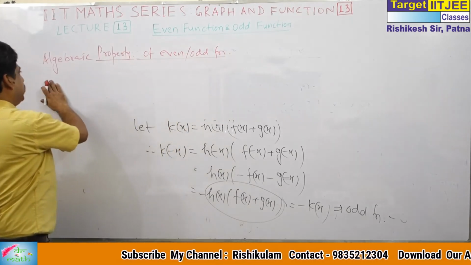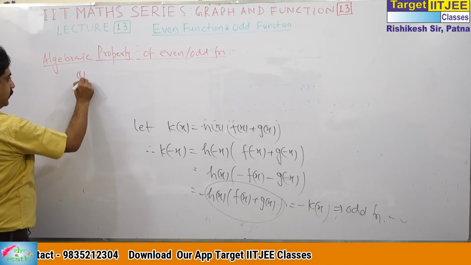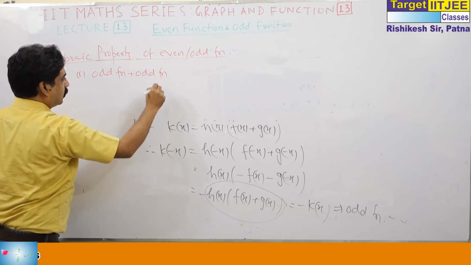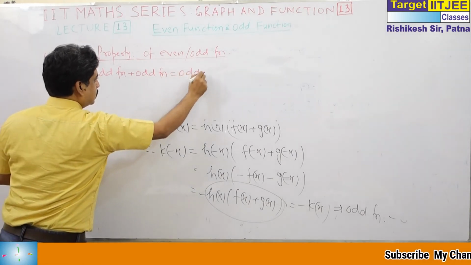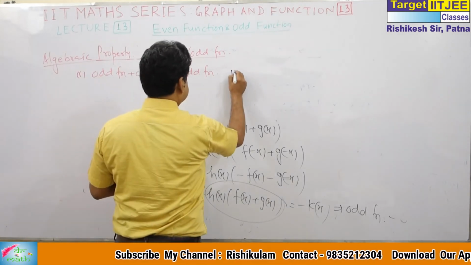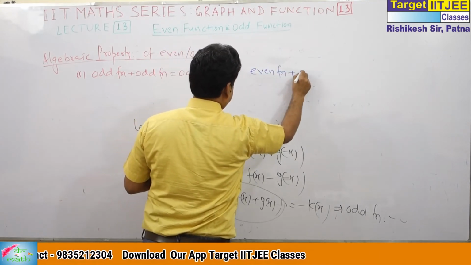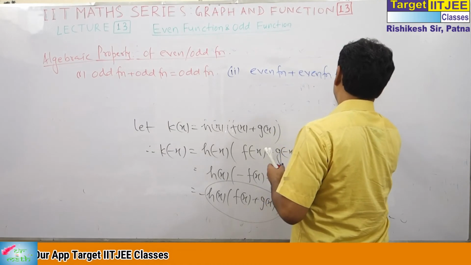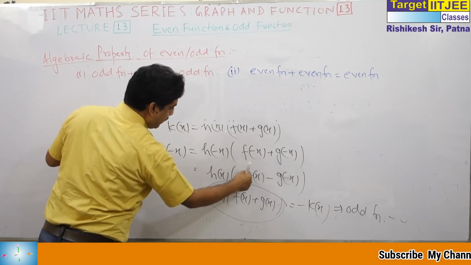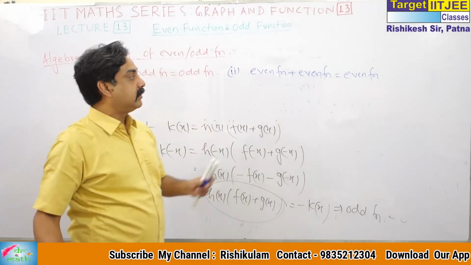What is the algebraic property? Number one, odd function plus odd function. When we add two or more odd functions, this is an odd function. Number two, even function plus even function. This is an even function. Because in the odd function, when you add, you take minus common, it becomes an odd function. In this function, when you add, no minus comes outside. This is what? Even function.